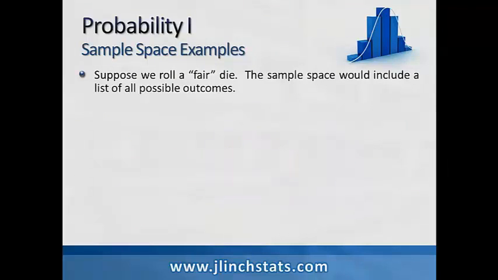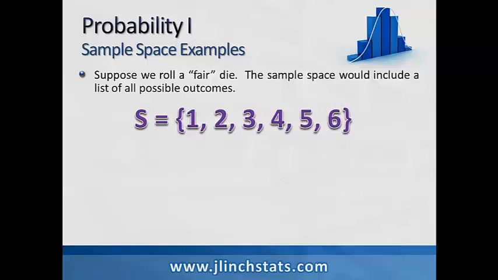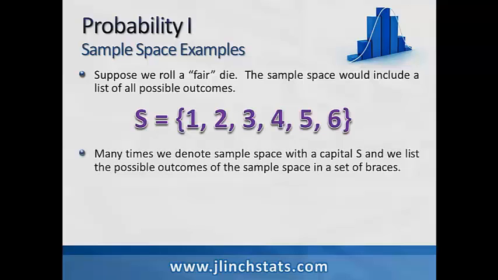Suppose we roll a fair die. The sample space would include a list of all possible outcomes. That is, our sample space, S, could be equal to 1, 2, 3, 4, 5, or 6. So there are 6 possible outcomes on the roll of a die, and the sample space is represented by each one of those possible outcomes. Many times we denote sample space with a capital S, and we list the possible outcomes of the sample space in a set of braces.